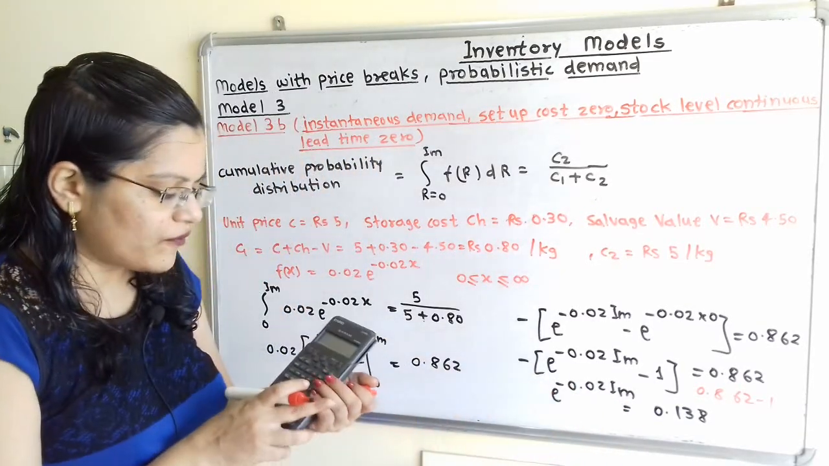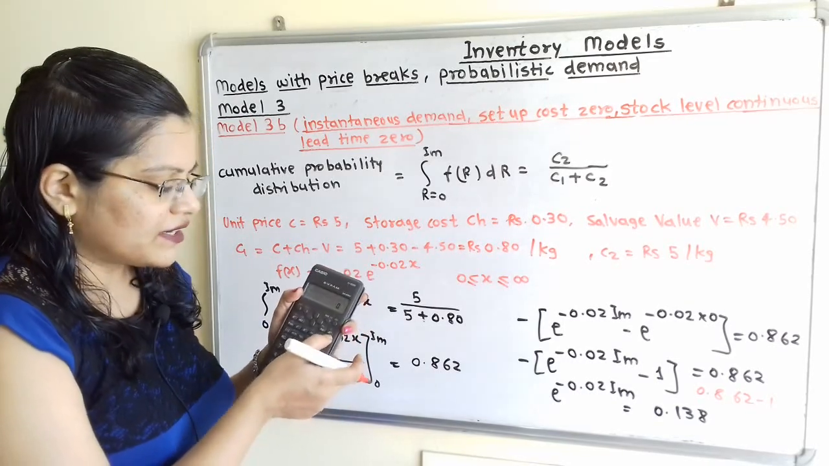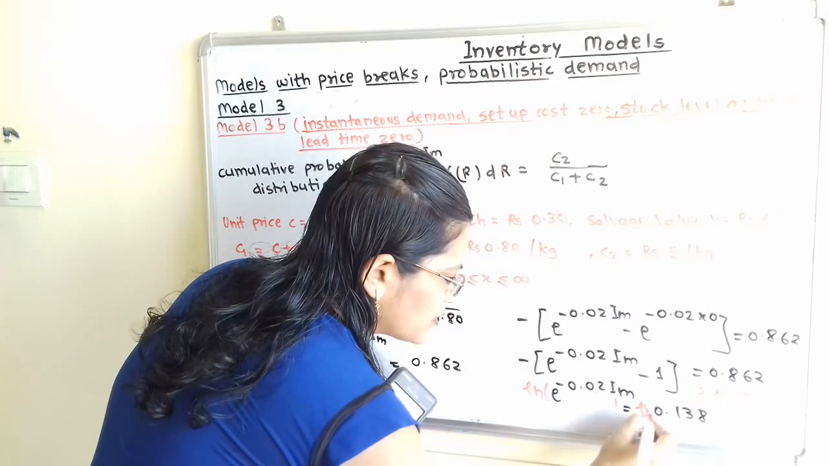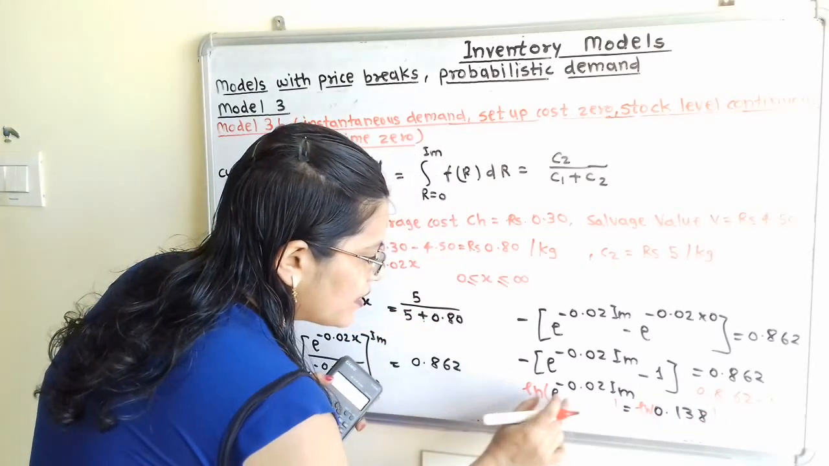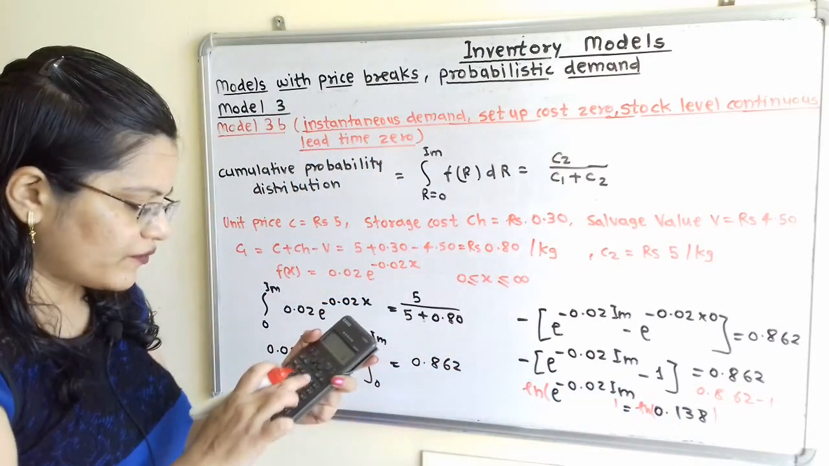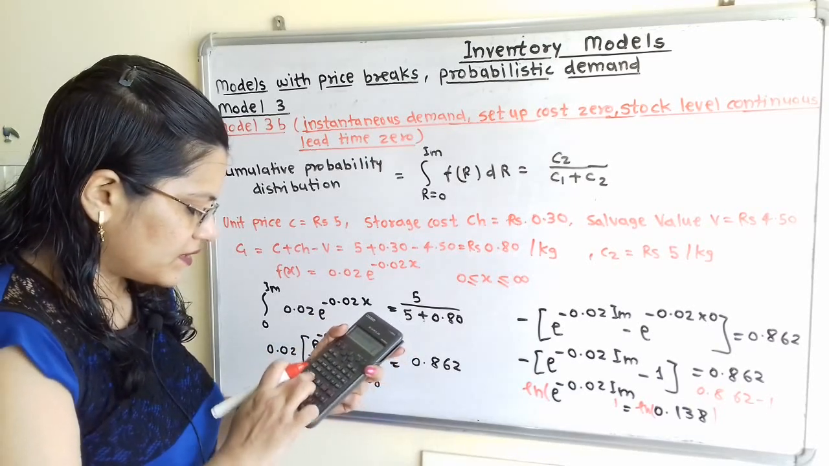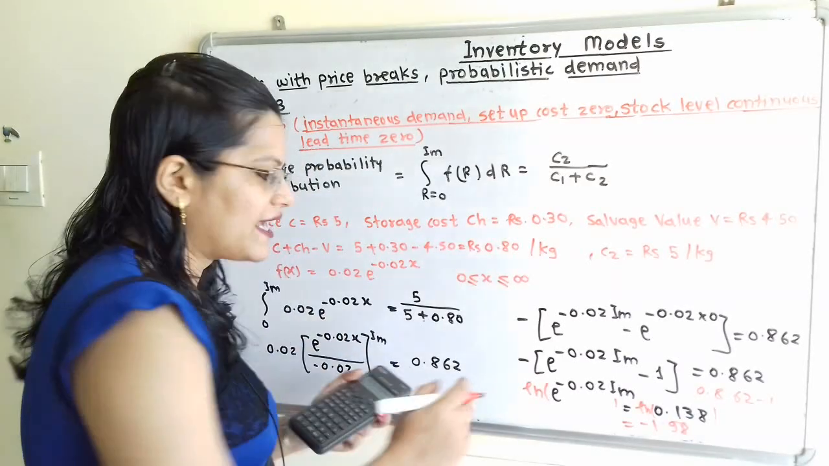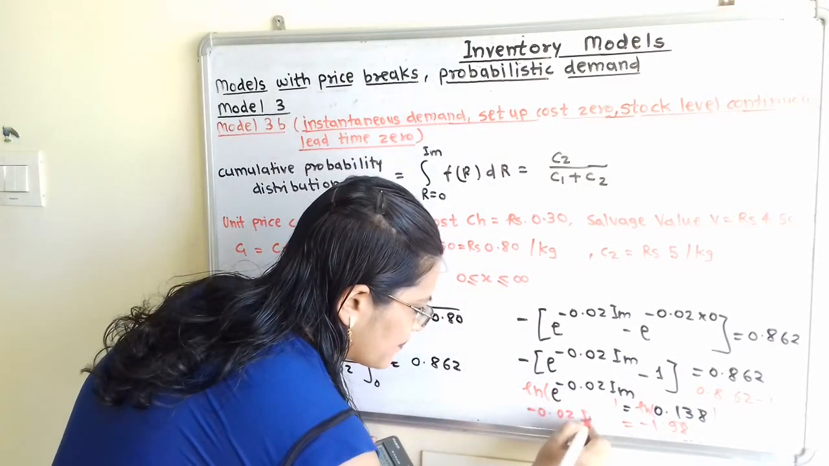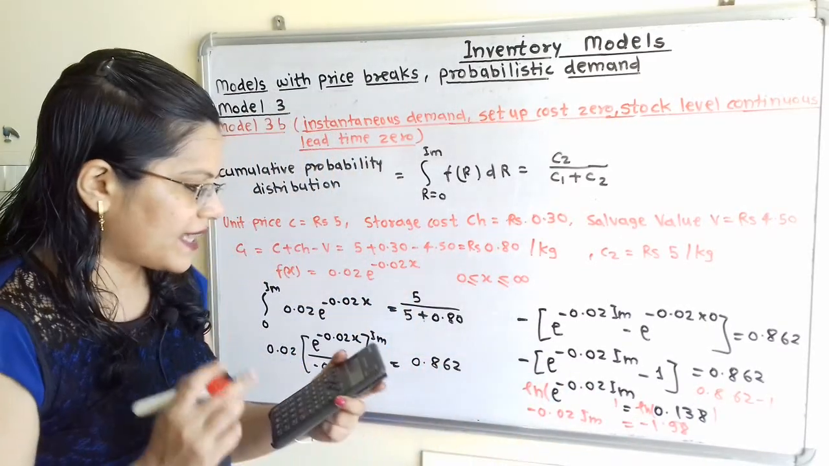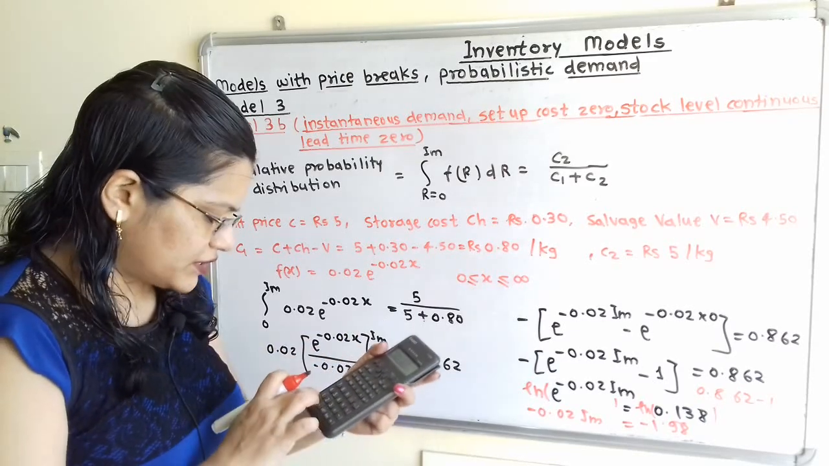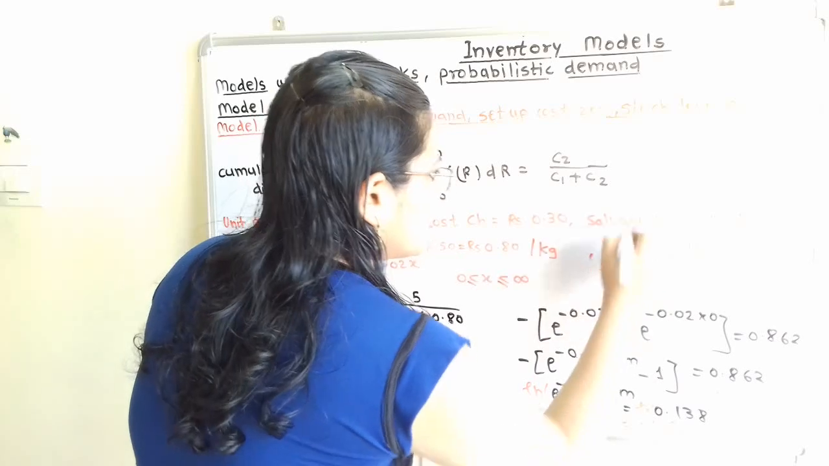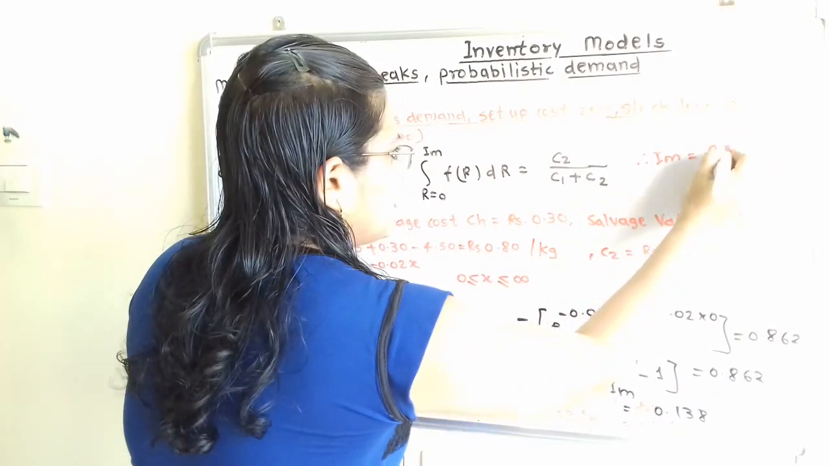Now how to solve this? With the help of a calculator, we observe that the ln function is there, and the inverse of ln is e raised to x. If I take ln on both sides, the ln and e terms get cancelled. If I take ln of 0.138, that is equal to minus 1.98, and on the right hand side the ln and e terms get cancelled, leaving only minus 0.02 Im. How to calculate Im? The minus also gets cancelled, so 1.98 divided by 0.02 is equal to 99. Therefore Im is equal to 99. So this is the answer.